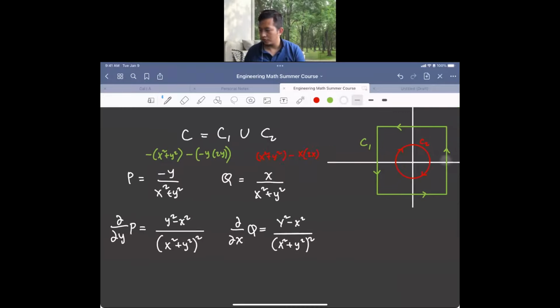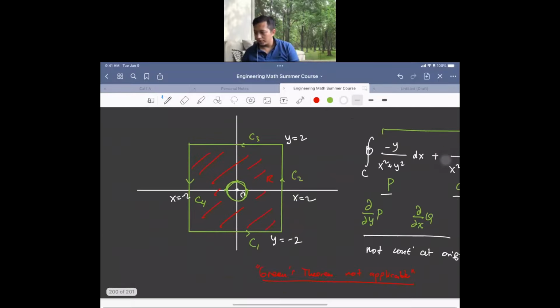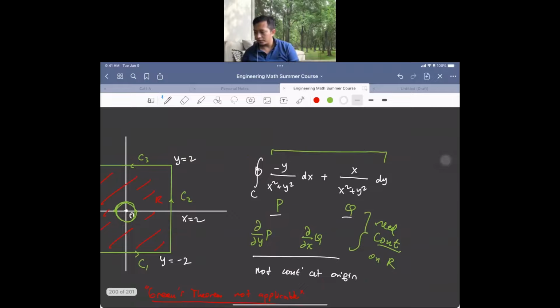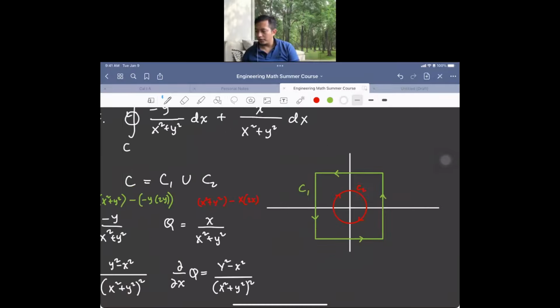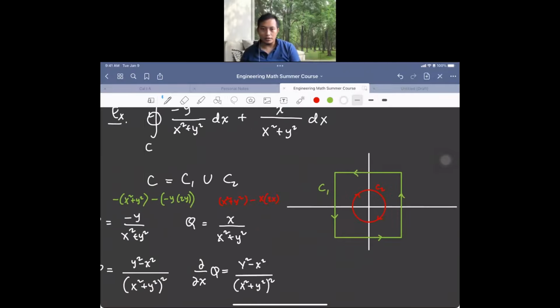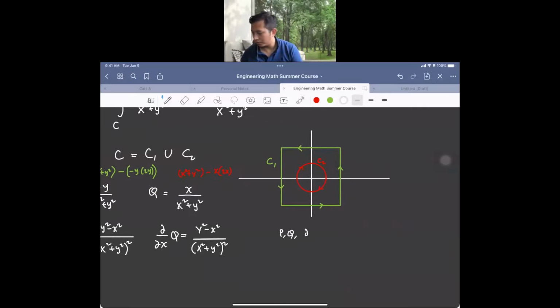And since we have this condition with a hole, it's kind of different from this one, although the same functions, the same vector field. But here, since we remove the discontinuity, all the terms P, Q, the partials, they are all continuous, right? So let me write here as a note, the P, Q partials continuous on R.